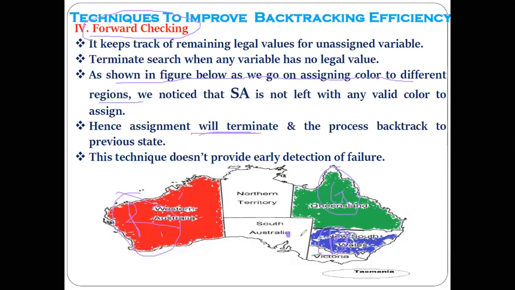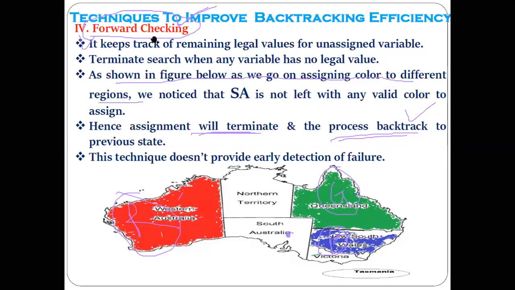At that point we'll terminate, and from this point we'll do the backtrack. We terminate when we see there is no color remaining for a certain region, and from that point we do the backtracking. That is simply nothing but forward checking. Forward checking, in the sense that we check the unassigned part of a certain region. That's why it is referred to as the forward checking method.